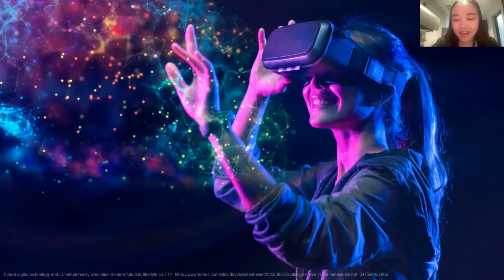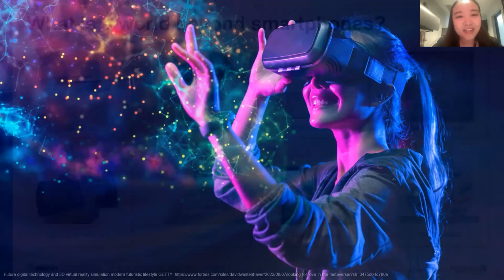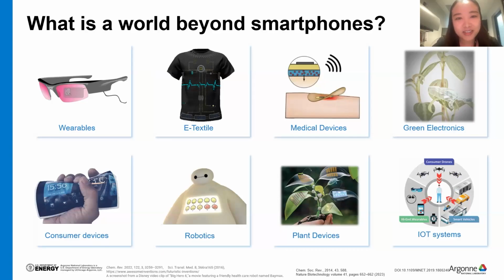So we know today, electronics are everywhere in our daily life. We are surrounded by a wealth of information made possible by advanced electronic technologies. But imagine a world beyond our smartphones, VRs. So where the electronics and materials can do so much more.